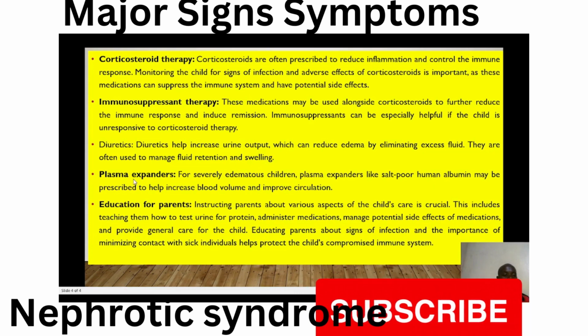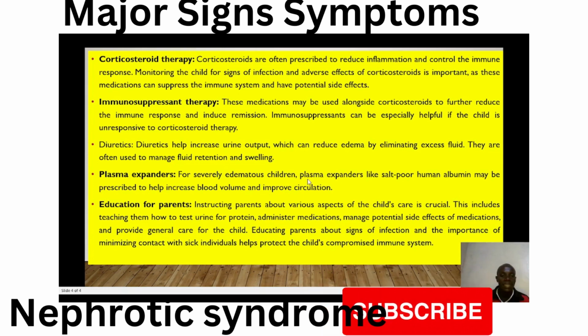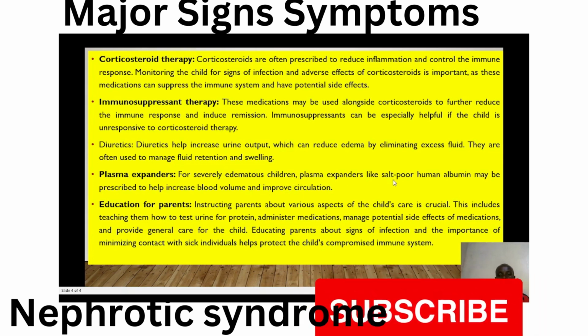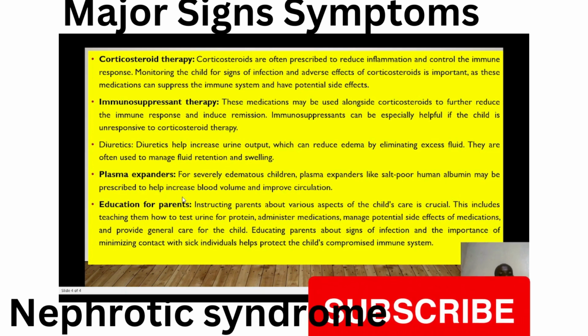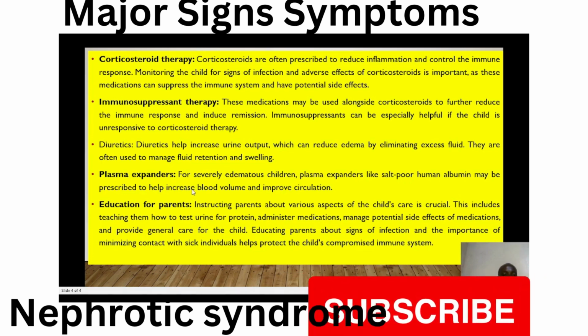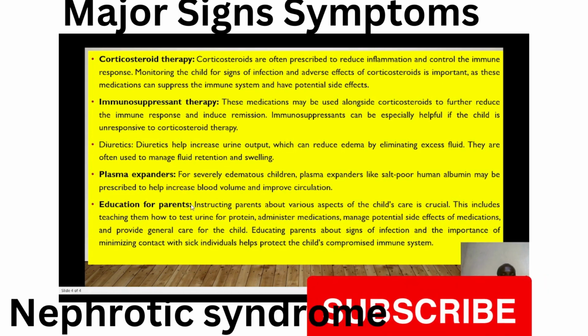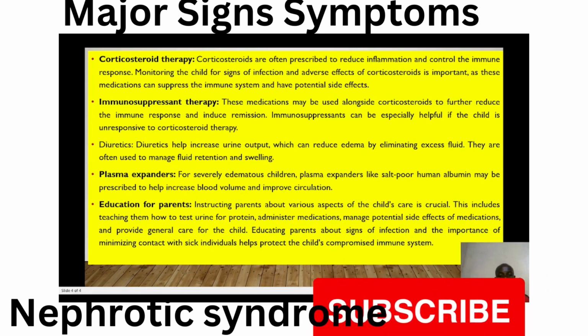We also have plasma expanders. Remember I said we have proteinuria, loss of proteins, especially albumin. So for severely edematous children, plasma expanders like salt-poor human albumin may be prescribed to help reduce the symptoms by increasing blood volume and improving circulation. So the last intervention is about education.